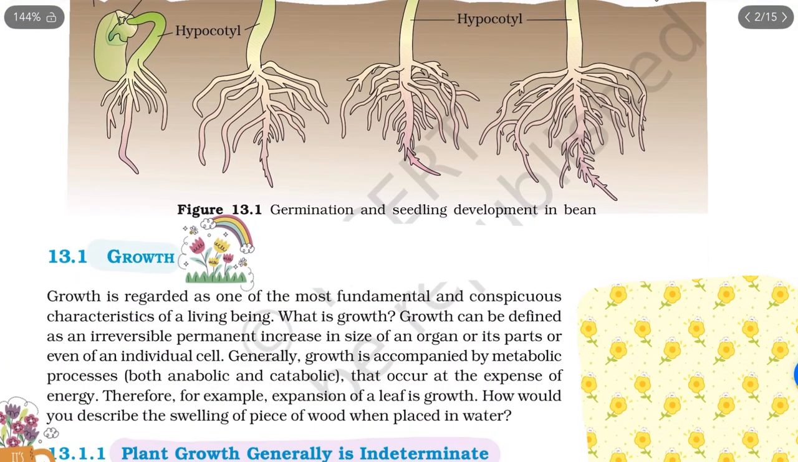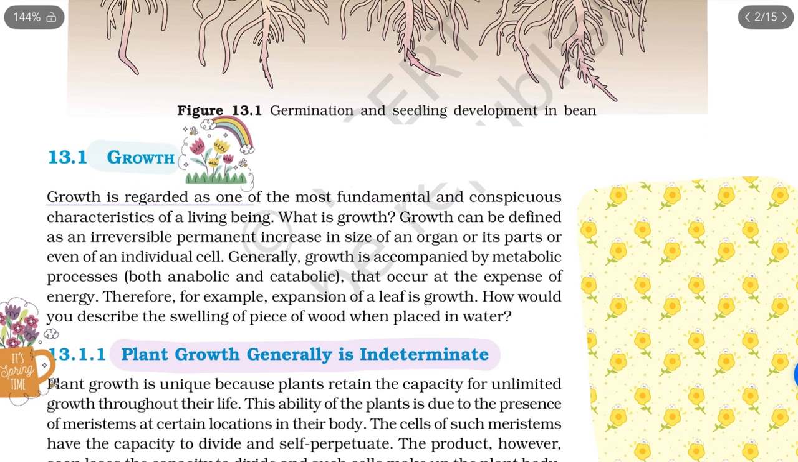Coming to the next topic, that is growth. Growth is regarded as one of the most fundamental and conspicuous characteristics of a living being. What is growth? Growth can be defined as an irreversible permanent increase in size of an organ or its parts or even of an individual cell. Generally, growth is accompanied by metabolic processes, both anabolic and catabolic, that occur at the expense of energy. Therefore, for example, expansion of a leaf is growth. How would you describe the swelling of a piece of wood when placed in water?